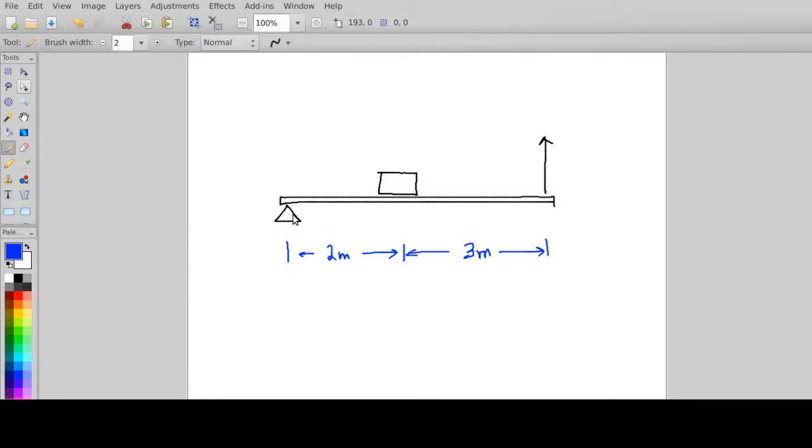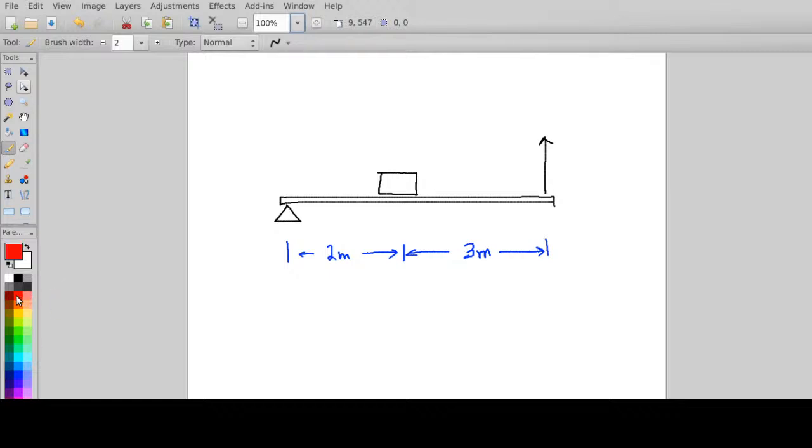Okay, so the first step is to draw a free body diagram. Now, what I have here is not a free body diagram, it's just a diagram, but I can draw the free body diagram on top of this because all you need in the free body diagram is just the forces, and where they're acting on the object.